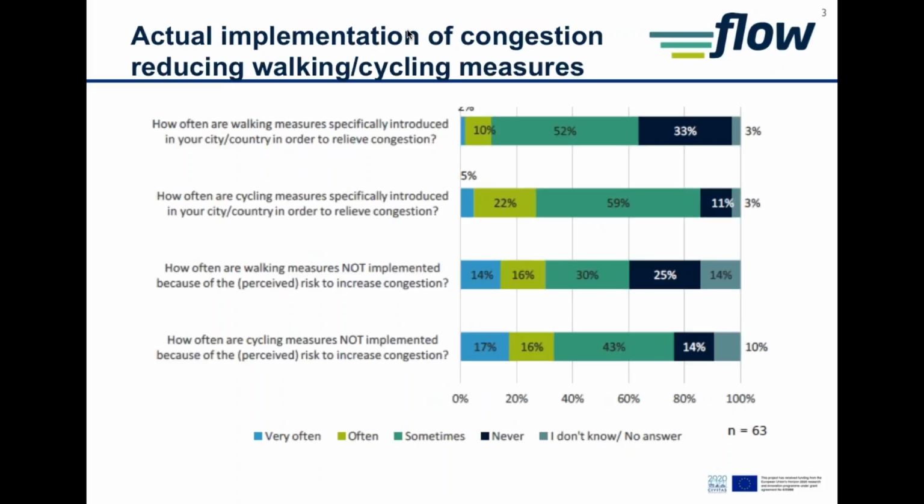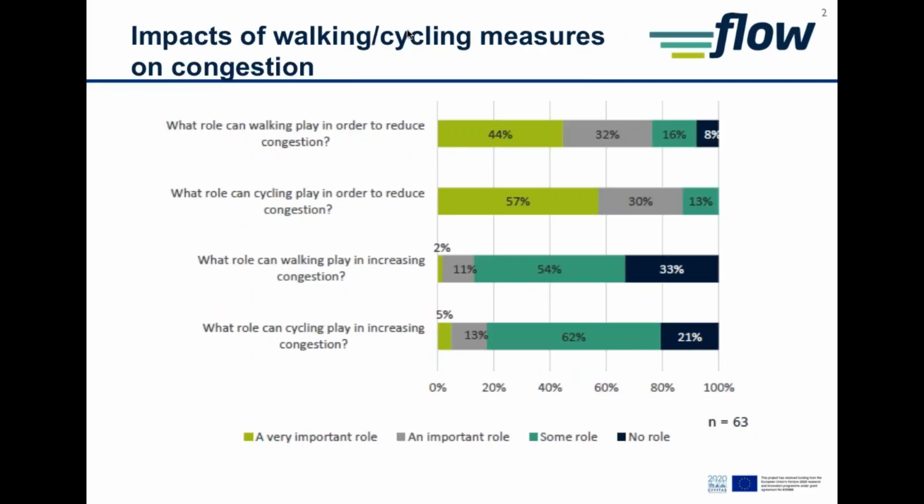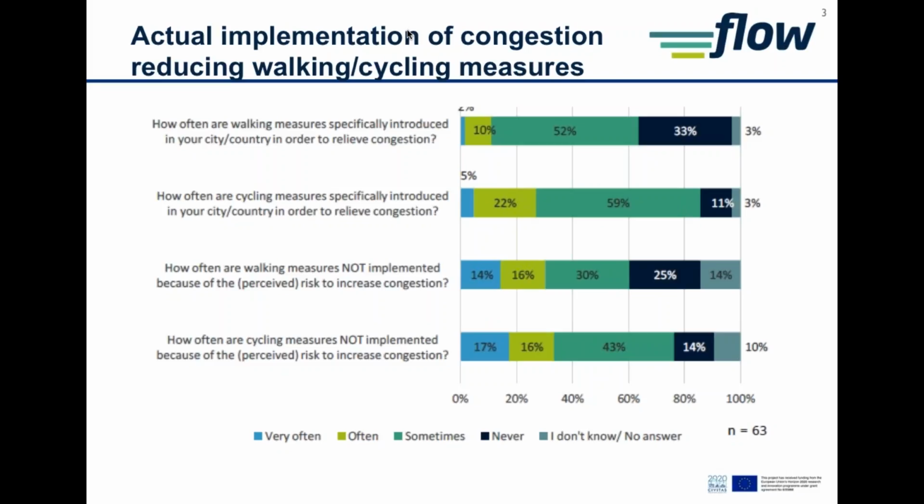If you compare this to the actual implementation of congestion reducing walking and cycling measures, this is the graph that you can see now. We asked the same experts how often walking and cycling measures are introduced to relieve congestion. You can see that many said no, they are not really often, or maybe only sometimes introduced to relieve congestion, and often they are not implemented because there is a perceived risk to increase congestion. So there's an implementation gap. On the one hand, there is a big potential to reduce congestion, but those measures are not implemented.